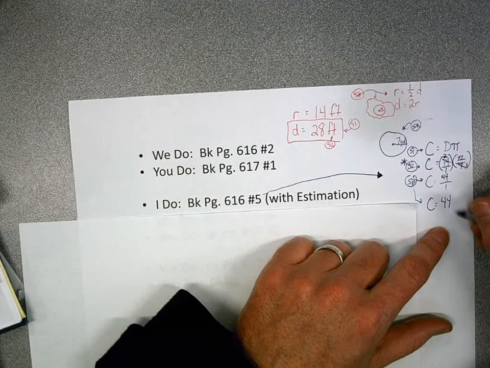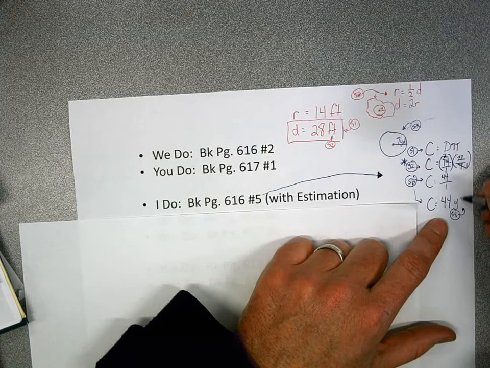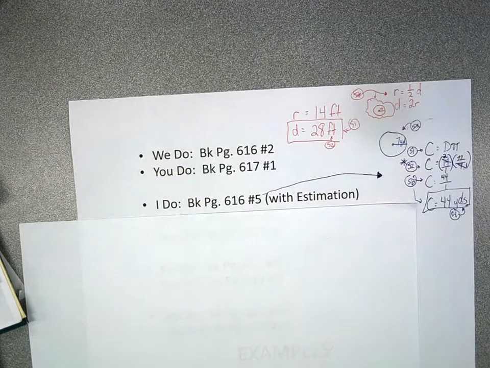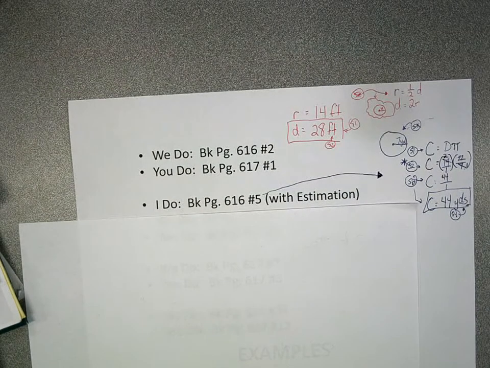And then step 4 comes in handy. Don't forget your units. In this case, 44 yards. And if you need to, don't forget to round to the nearest tenth. That one we don't have to round. So your formula, plug the numbers in and solve.